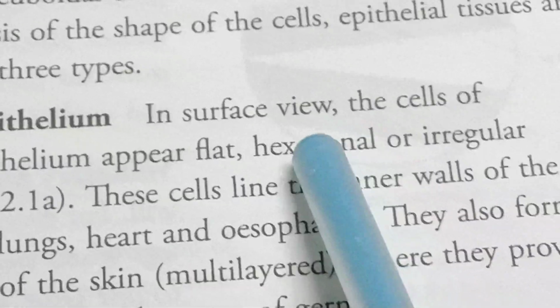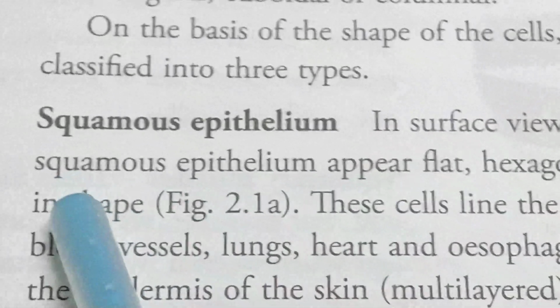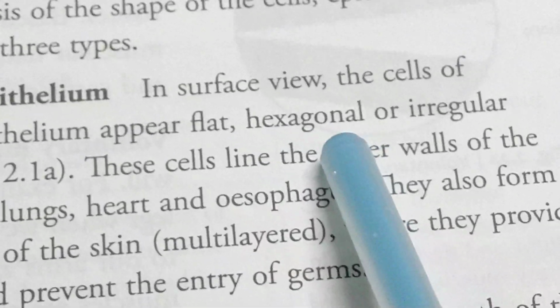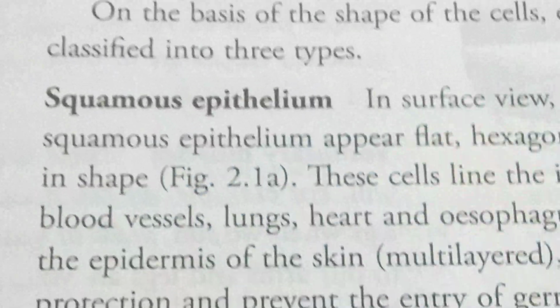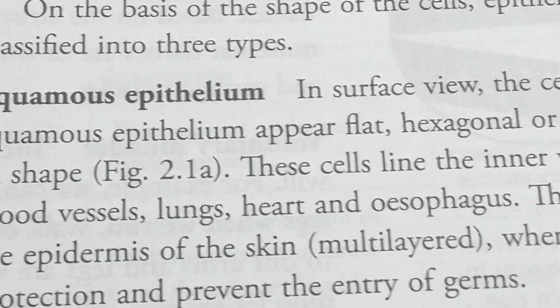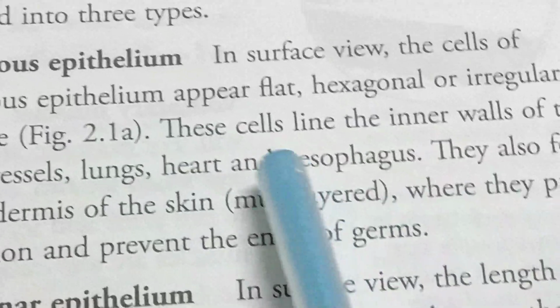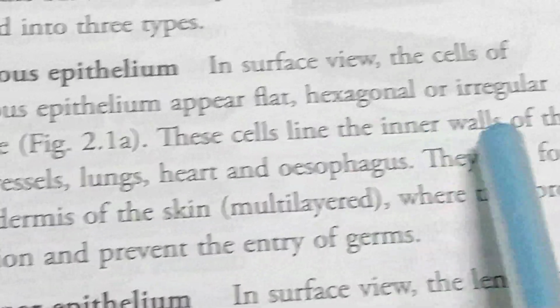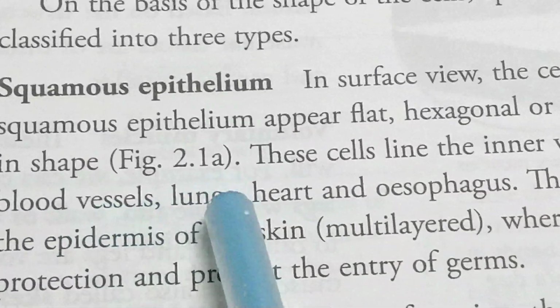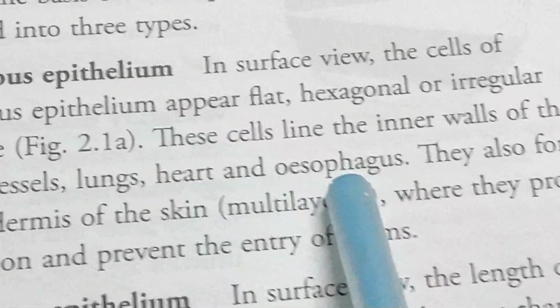In surface view, the cells of squamous epithelium appear flat, hexagonal, or irregular in shape. So squamous epithelium cells are basically flat, hexagonal, or irregular in shape. These cells line the inner walls of the blood vessels, lungs, heart, and esophagus.